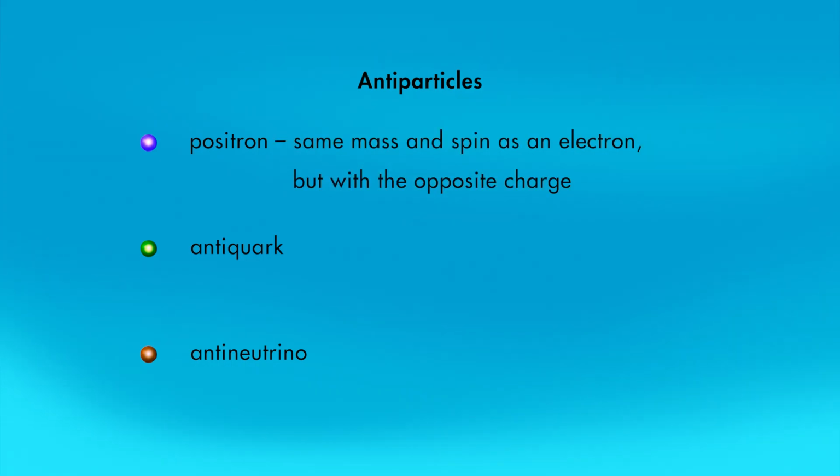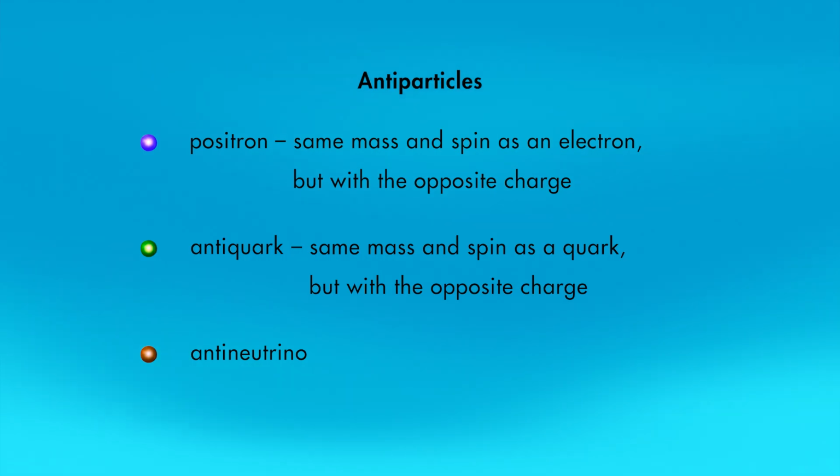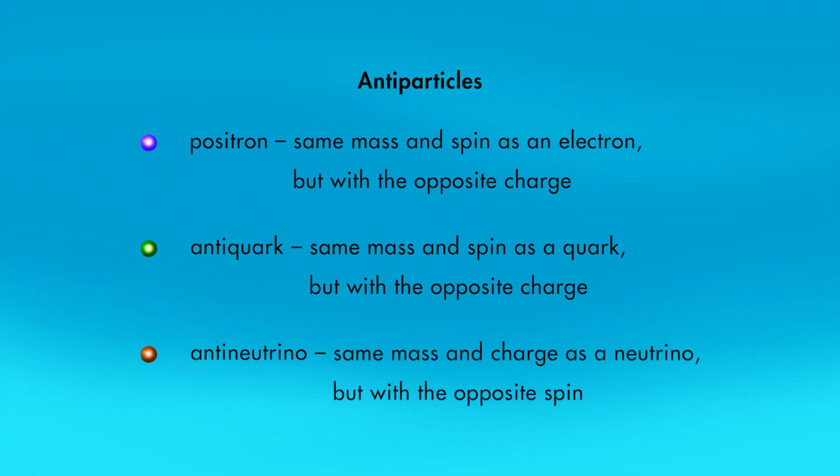A positron has the same mass and spin as an electron, but it has the opposite charge. An electron has a negative charge, but a positron has a positive charge. An antiquark has the same mass and spin as a quark, but it has the opposite charge. An antineutrino has the same mass as a neutrino, but it spins in the opposite direction. Like a neutrino, an antineutrino has no charge.